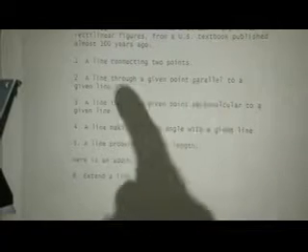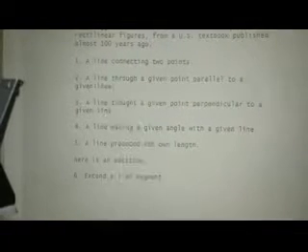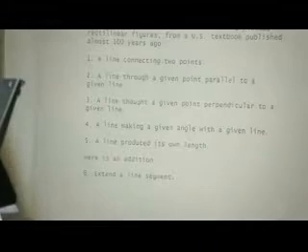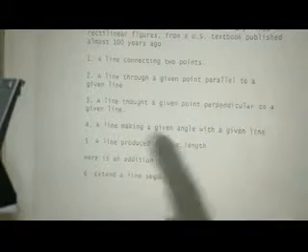We did the line connecting 2 points when we did the pentagon and breaking it up into triangles, and earlier than that a quadrilateral. A line through a given point parallel to a given line. Well, we did that on the two parallel lines cut by two transversals. A line through a given point perpendicular to a given line. We did that here.